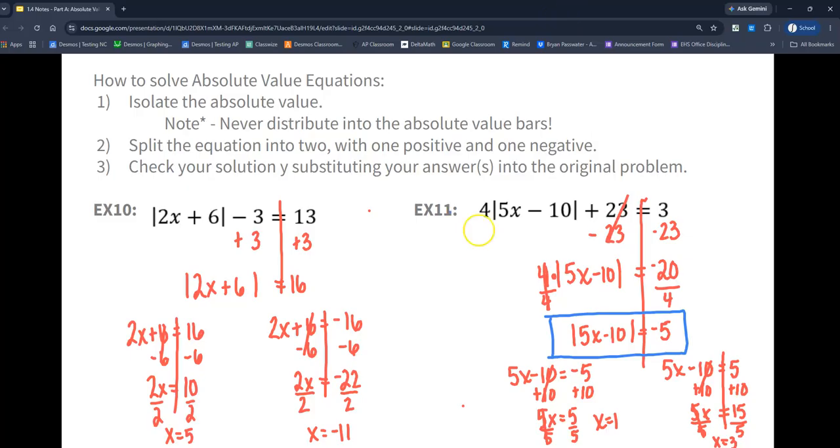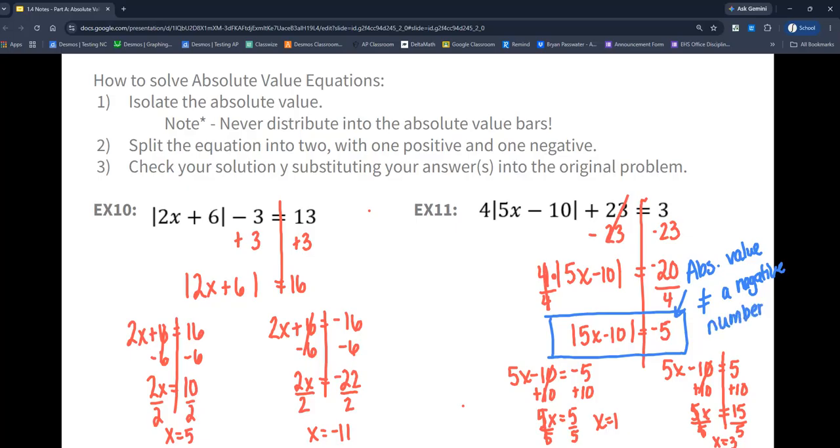So, like, in the beginning, it didn't even equal a negative value, right? But right here, we've got absolute value equals -5. Can it happen? It can't equal negative. Yeah, absolute value cannot equal a negative number.